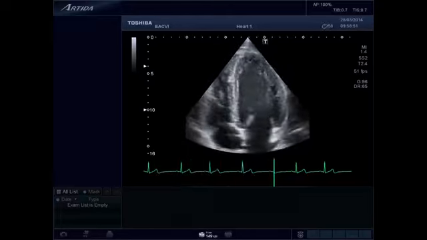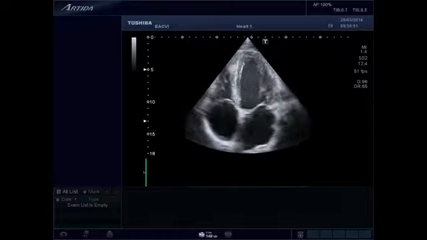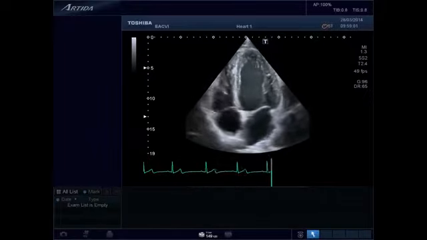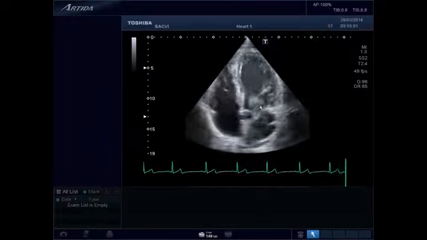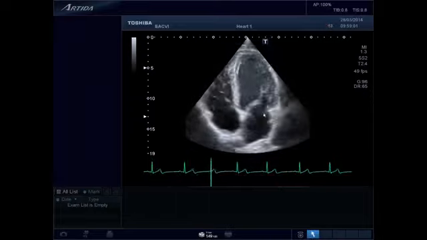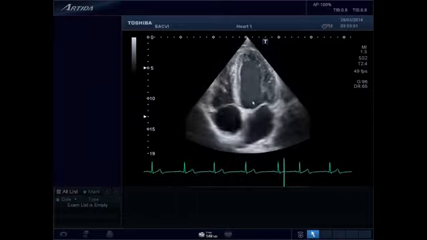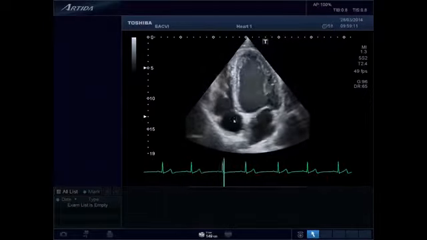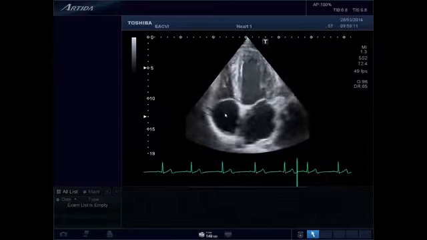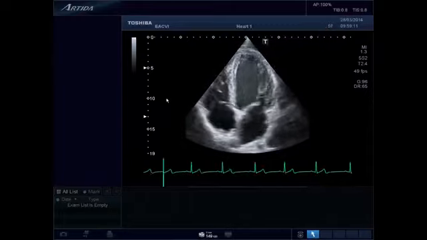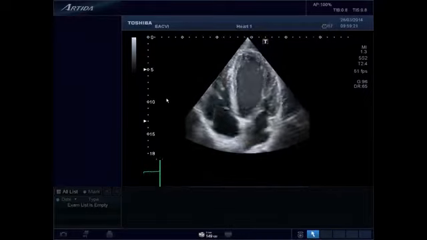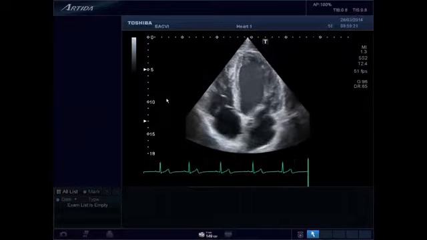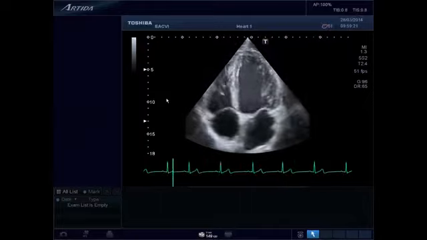So first, I will appreciate the four cavities. So I will try to appreciate the left atrium here, the mitral valve, the left ventricle, here the right ventricle, and the right atrium with the tricuspid valve. So the first thing that I will try to obtain is a view that is focused on the left atrium in order to measure the left atrial volume.